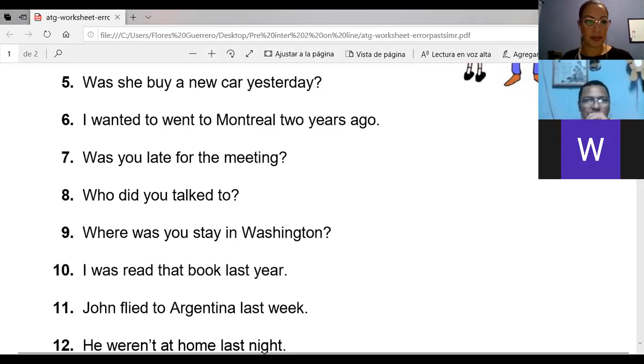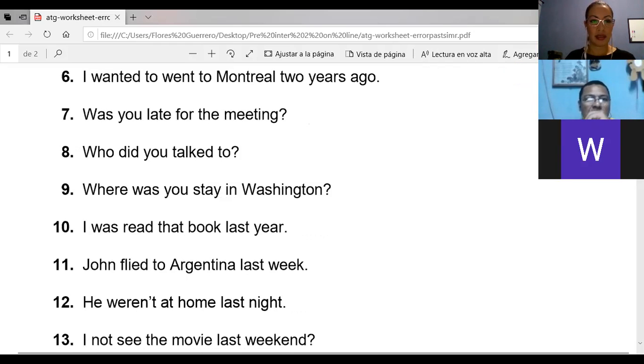Now number six. I wanted to go to Montreal 2 years ago. I wanted to go. Porque aquí ya tengo este verbo en pasado. El siguiente verbo tiene que ir en infinitivo, para ponerle el to y no conjugarlo.